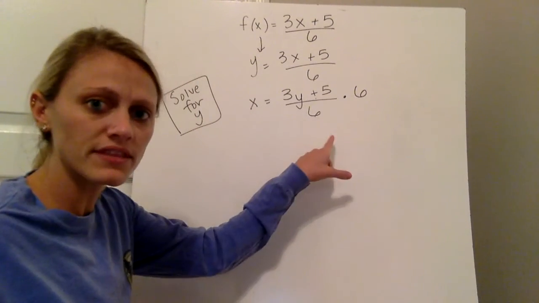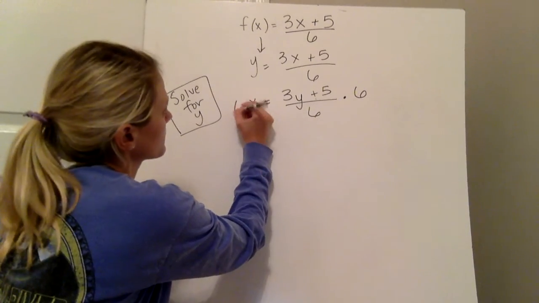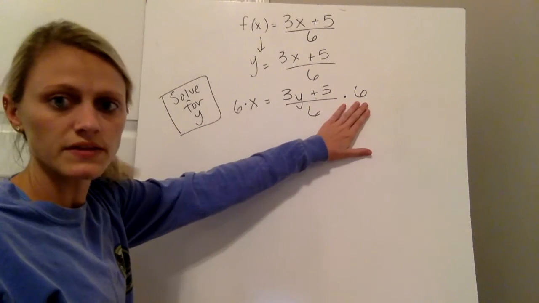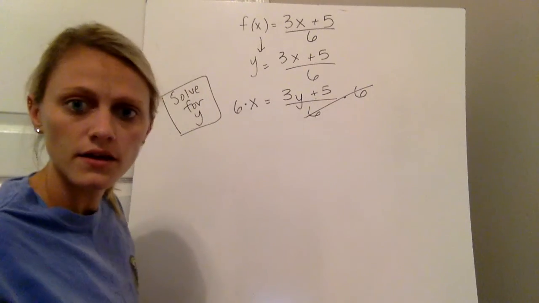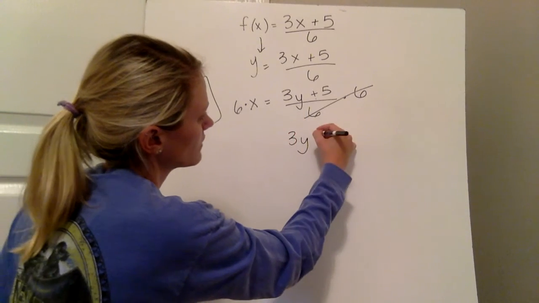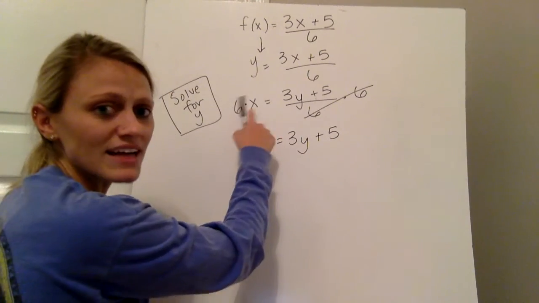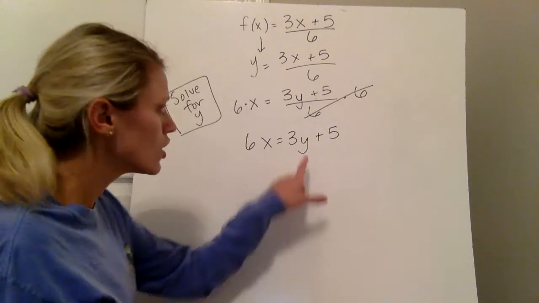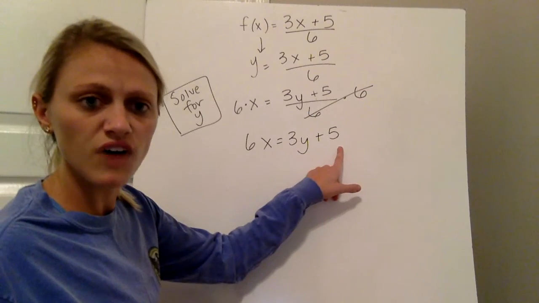So I'm going to multiply this side by 6, which means I have to multiply this side by 6. I'm just using my dots for multiplication. The 6's cancel, so I'm left with 3y plus 5 over here. On this side, I've got 6 times x, which I'll write as 6x. Remember, we're getting the y by itself. Keep remembering that.